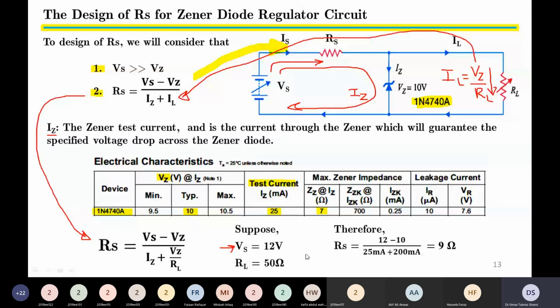Now coming back to our design, we suppose that Vs is equal to 12 volts and RL is equal to 50 ohms. Therefore, RS is equal to 12 minus 10. 10 represents the output voltage. We learned the value of 10 by reading the data sheet as shown over here. So RS is equal to 12 minus 10 divided by 225 milliampere, and this gives us a value of 9 ohms. So this means that RS should be equal to 9 ohms. Only then can we guarantee that the output voltage will be 10 volts.